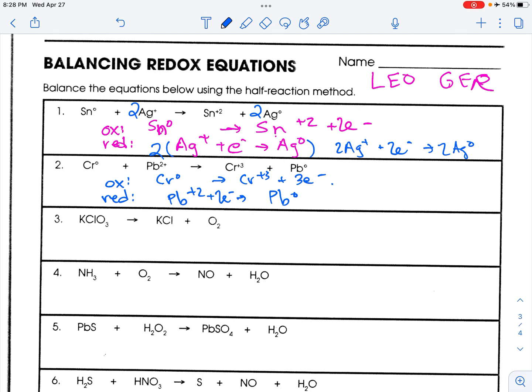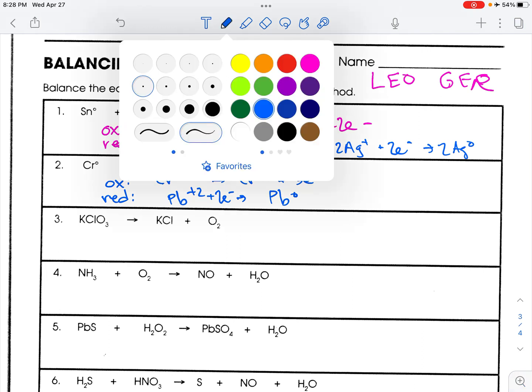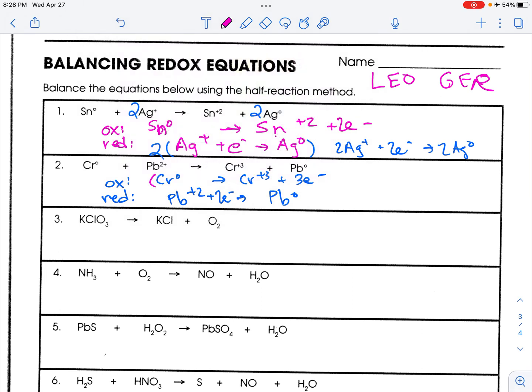So I lost 3, but I gained 2. So that's not going to work. So we need to find a common multiple, which is going to be 6. So this is going to be multiplied by 2. This is going to be multiplied by 3. And so then any chromium is going to have a 2 out front. Any lead is going to have a 3 out front. Okay?